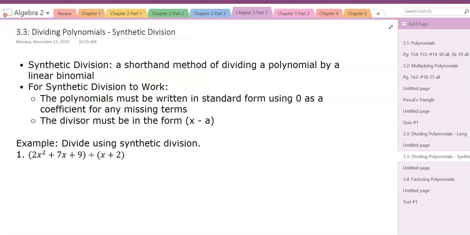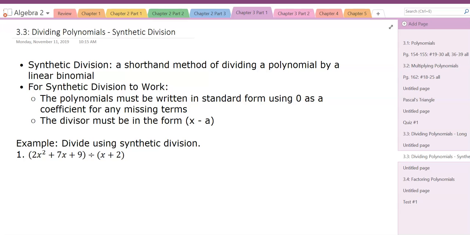In this section, we're going to continue talking about dividing polynomials, but I'm going to show you something called synthetic division, which I think makes dividing polynomials a lot faster than when we were using the long division method. Synthetic division is just a shorthand method of dividing a polynomial by a linear binomial. So this only works for situations where you're dividing by something like x plus 2 or x minus 5, something in that form.